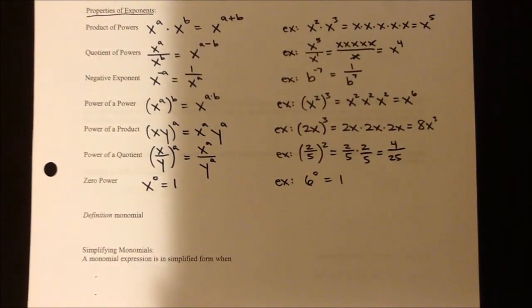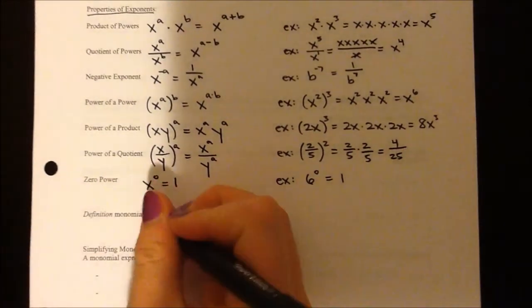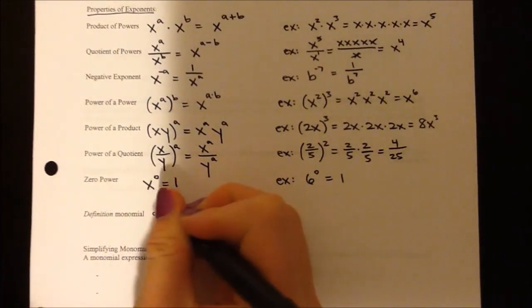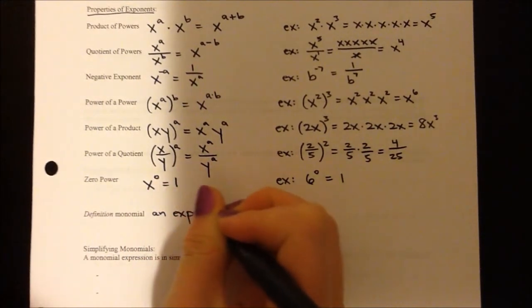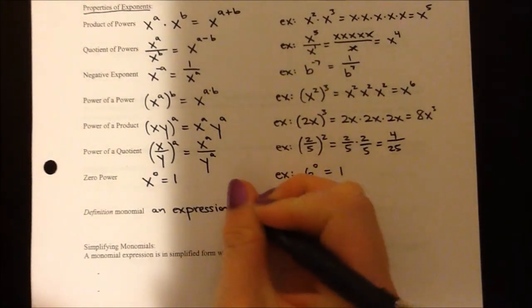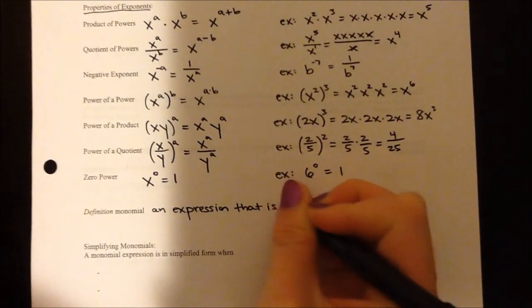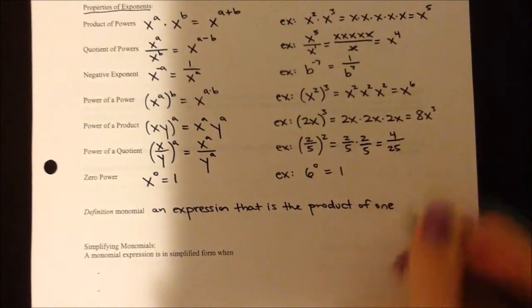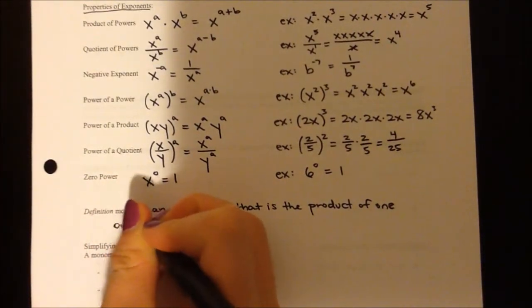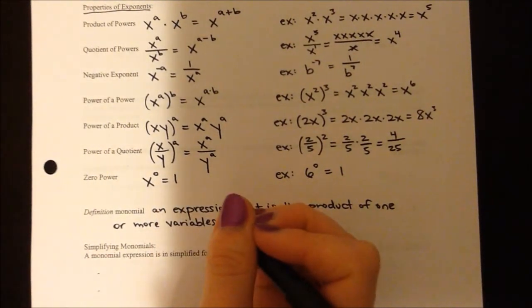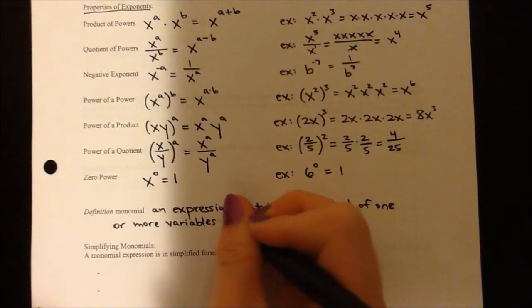So quick definition, recall a monomial. A monomial is a number, a variable, or an expression. So let's just say an expression. So it could just be a single number like 2. It could just be a single variable like x, but it could be a whole expression that is the product of one or more variables with non-negative integer exponents.